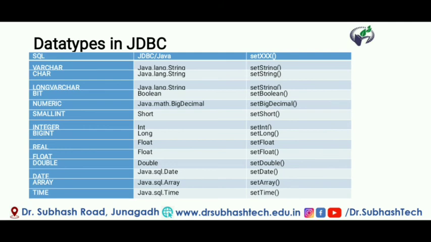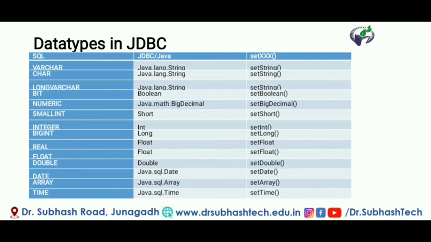So to fetch that data, there are supported data types in JDBC, that is varchar, char, long varchar, bit, numeric, small integer, integer, big integer, real, float, double, date, array, time. So there are different SQL data types supported in JDBC, and for that different packages or different classes are available to work with those data types and to set the value and to get the value of the data types.